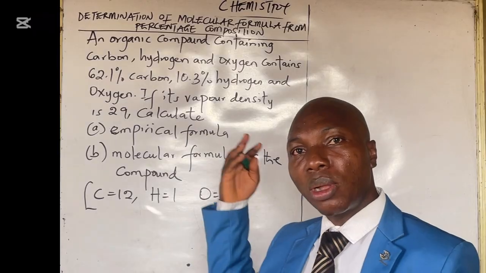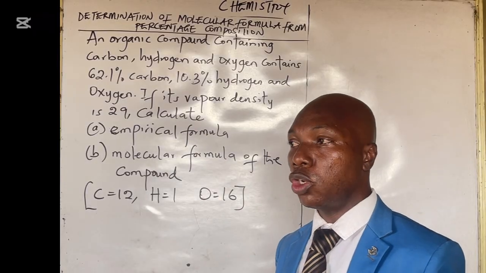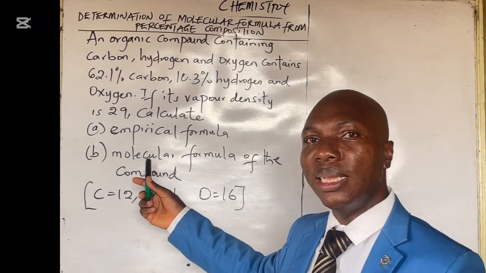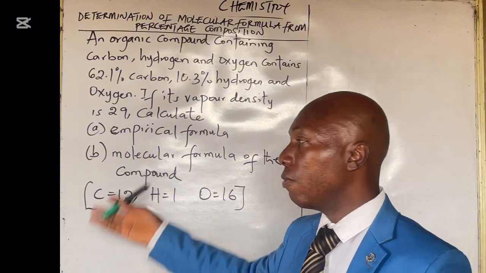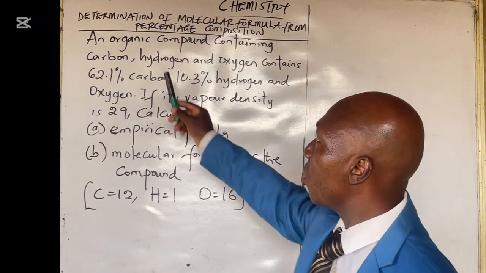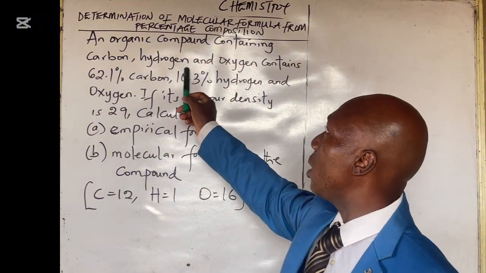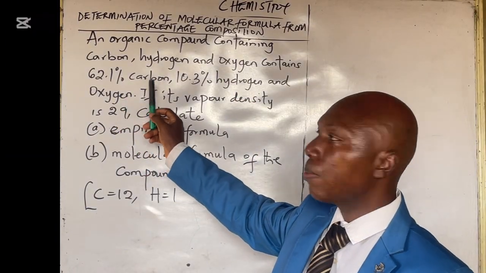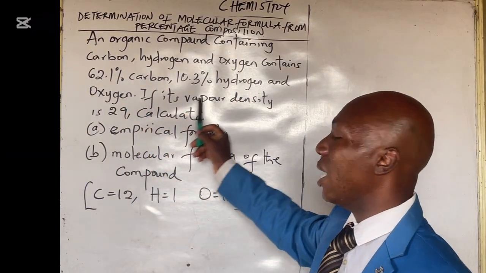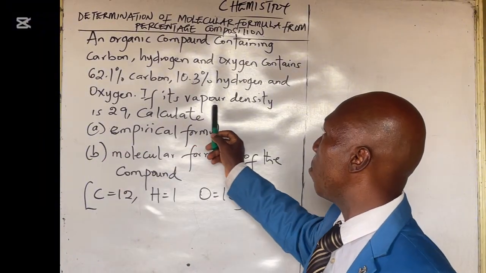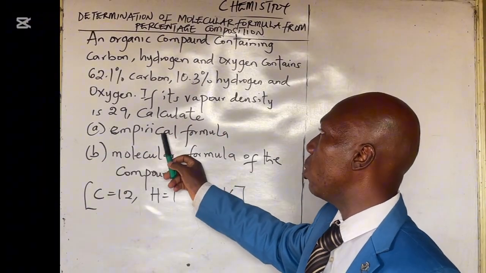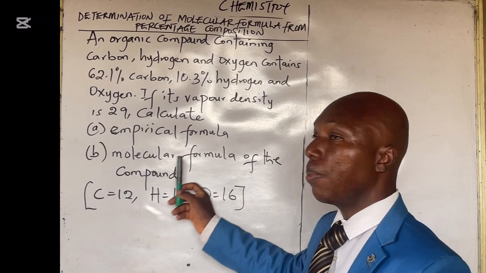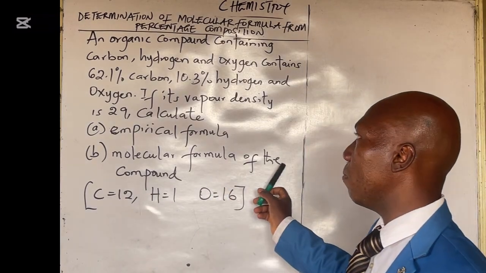In the last class we talked about percentage composition. So we want to see how we calculate the molecular formula from the given question on the board. We have an organic compound containing carbon, hydrogen and oxygen, with 62.1% carbon and 10.3% hydrogen, and the rest oxygen. If its vapor density is 29, calculate the empirical formula and the molecular formula of the compound.